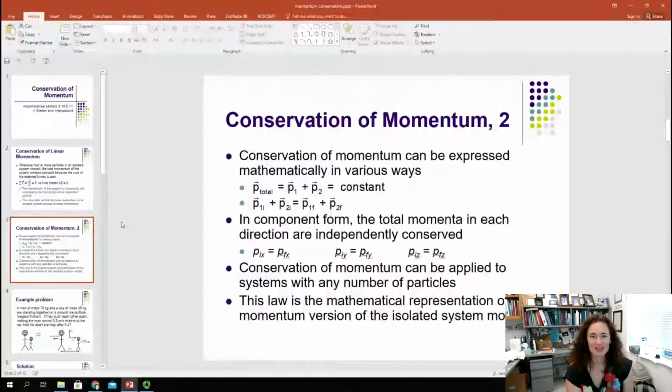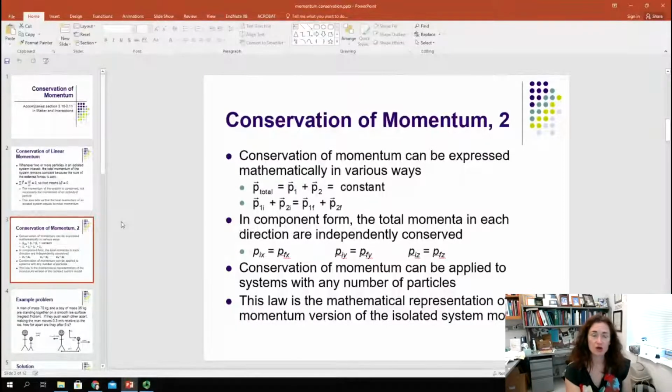Okay, so you can express it mathematically in a bunch of different ways. You can say that the total momentum of the system, which might be the sum of the momentum of all the constituents, is equal to some constant, okay? You could also say that P1 initial plus P2 initial equals P1 final plus P2 final. And of course, if you had more than two particles, you'd just continue on with that way of expressing it.